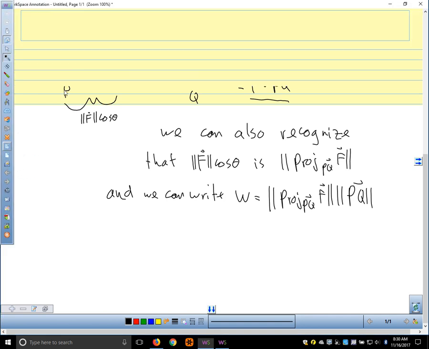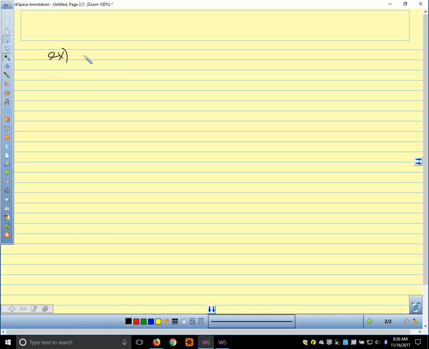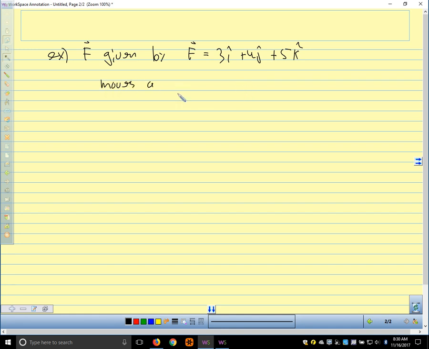All right, so quick example. We have a force that's given by F equals 3 i hat plus 4 j hat plus 5 k hat. And it moves a particle from point (2, 1, 0) to point (4, 6, 2). We want to find the work done.